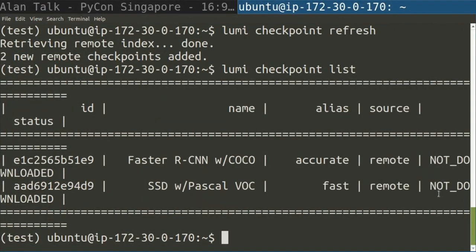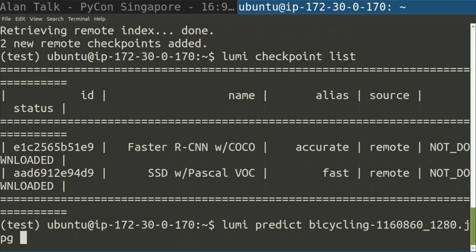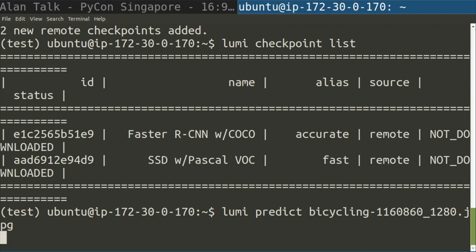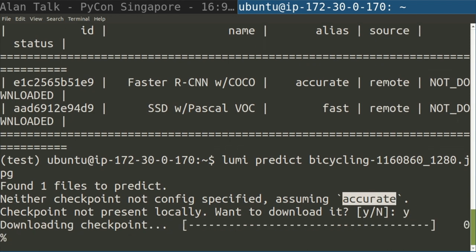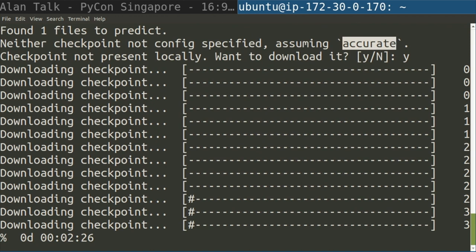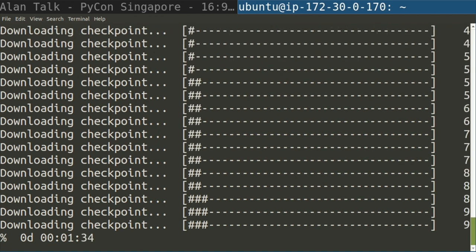Okay. So if I want to get the prediction of the image, for example, I would do Lumi predict minus checkpoint. You have the accurate and the fast. Let's do accurate. Or let's do nothing first. Lumi predict bicycle. So I don't tell it what checkpoint I'm going to use, so it should assume, OK, there it is. Neither checkpoint nor config specified, assuming accurate. So it assumes that I want to play around with the best performing checkpoint. So I say yes. And it's going to download it from GitHub. Hopefully this won't take too long. This is in the cloud in Amazon, so I'm not using the bandwidth over here.